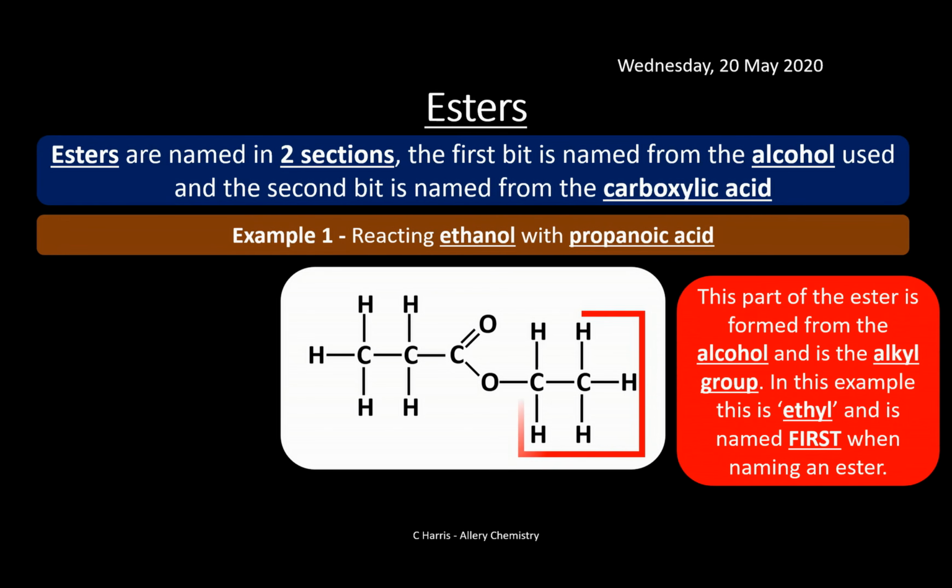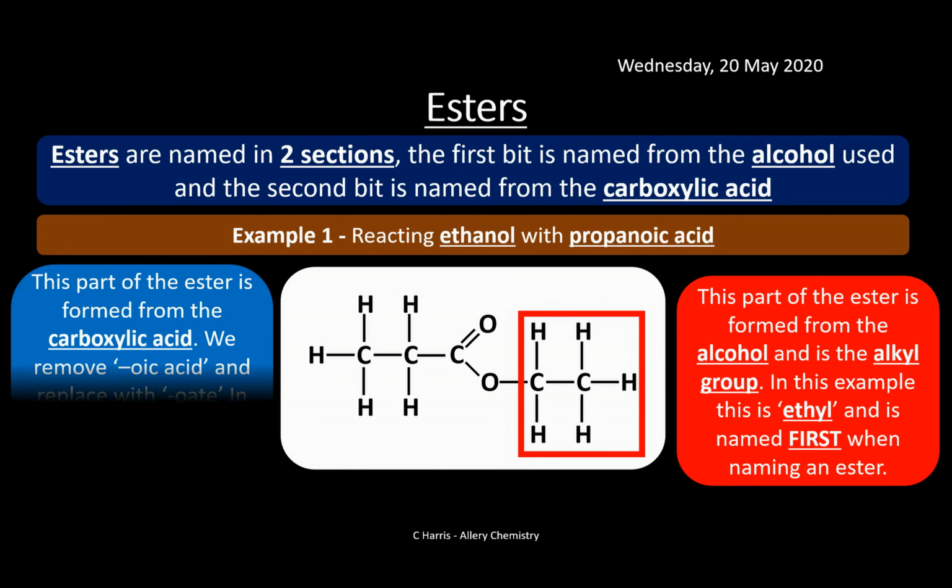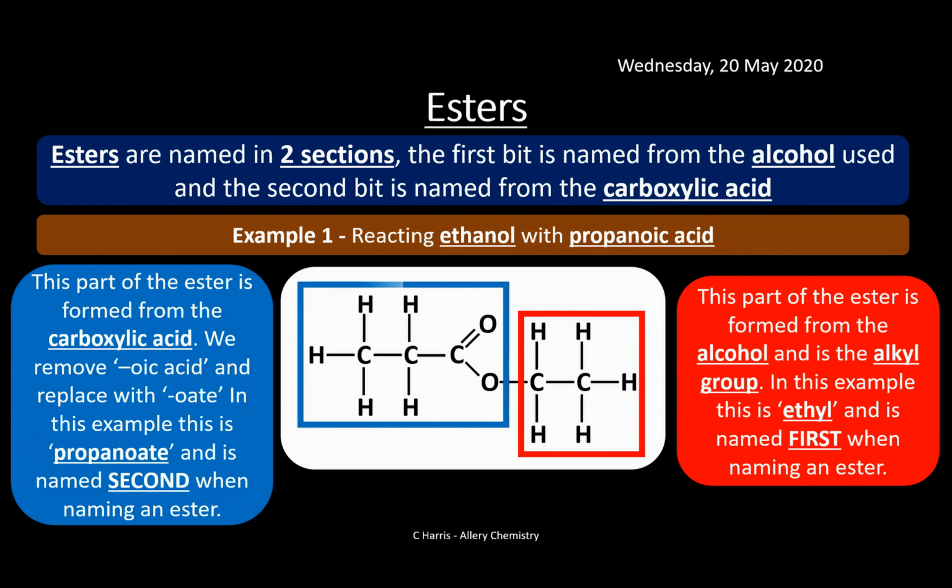So this part of the ester is formed from the alcohol and is the alkyl group. This is ethyl because it's got 2 carbons, and it is named first when we're naming an ester. The second bit is named from the carboxylic acid, and all we do is remove the oic acid bit from whatever we've got and replace it with oate. So in this example it's propanoate, and this is always named second. So it's always the alcohol bit in red, then the carboxylic acid part in blue.